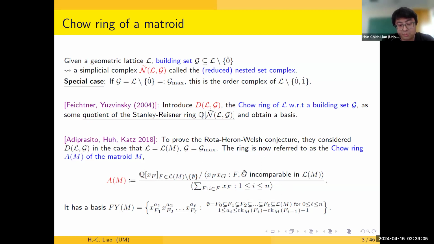On the numerator part, this is actually a Stanley-Reisner ring of the reduced nested set complex, which in this case is the order complex of the lattice of flats of your matroid. And in this case it has a basis, which you denote as FY_M, and it looks like this. At this moment, we don't need to really remember what this expression looks like.